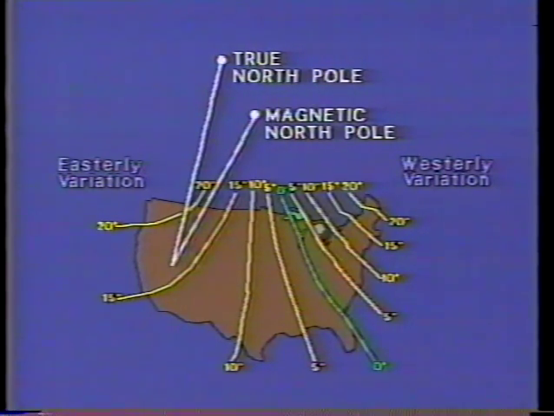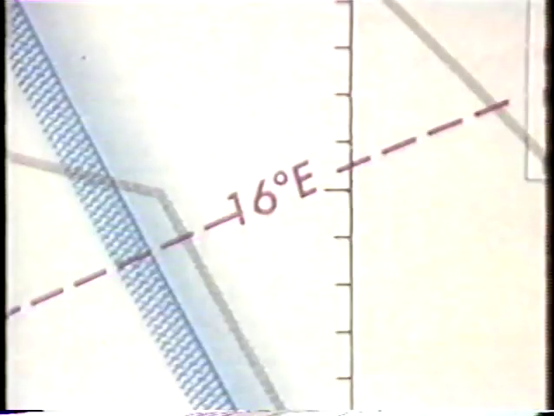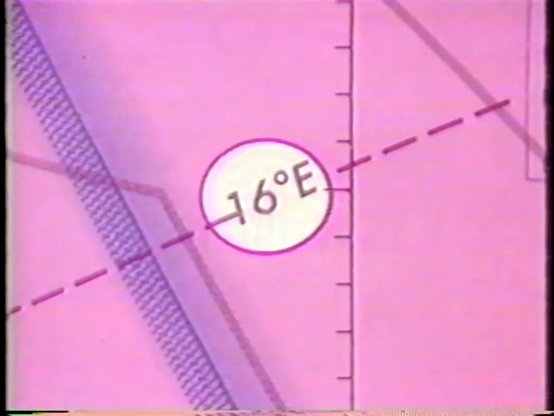This is taken into consideration during flight planning, and the amount of variation is either added to or subtracted from the true course of a flight to get a desired magnetic course. Easterly variation is subtracted from true course, and westerly variation is added. In this example, the isogonic line shows a 16-degree easterly variation.